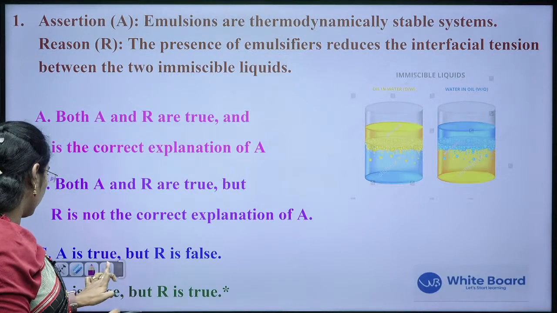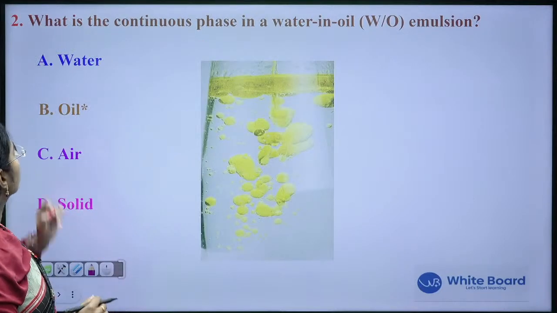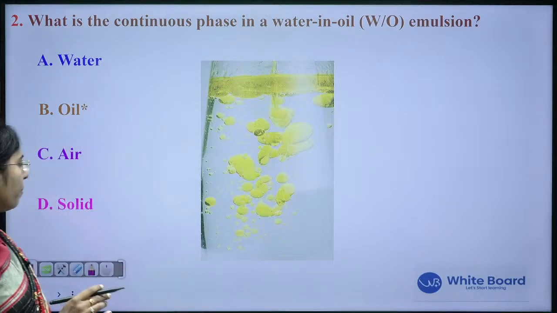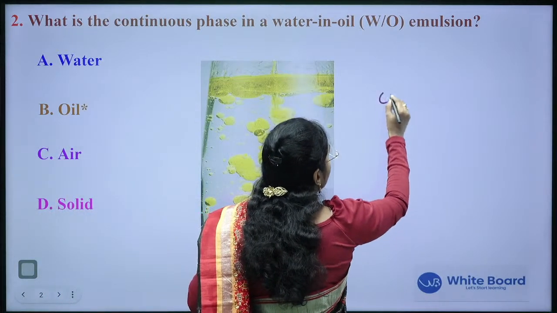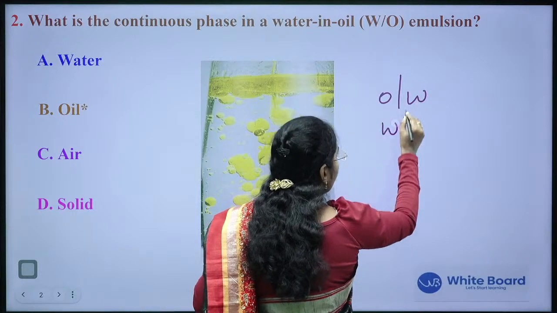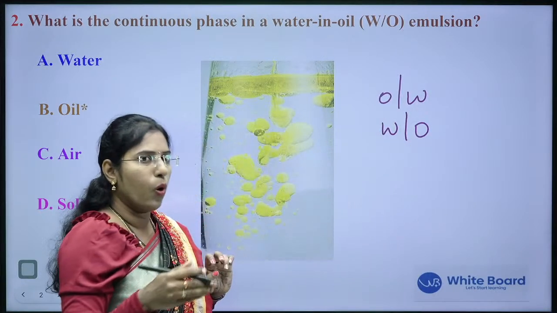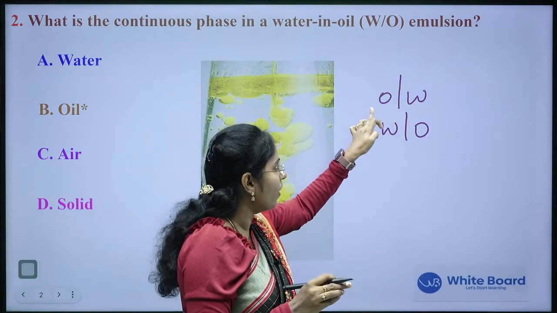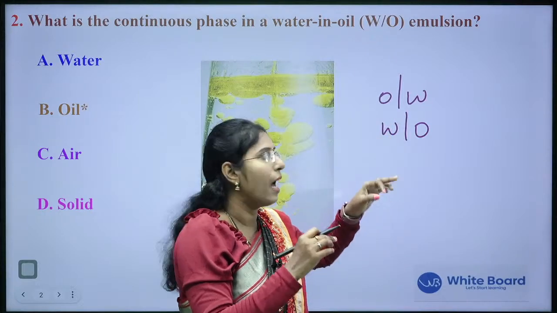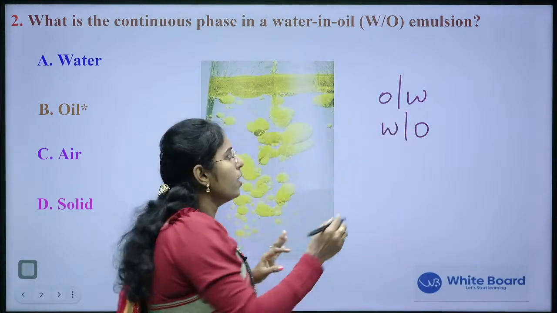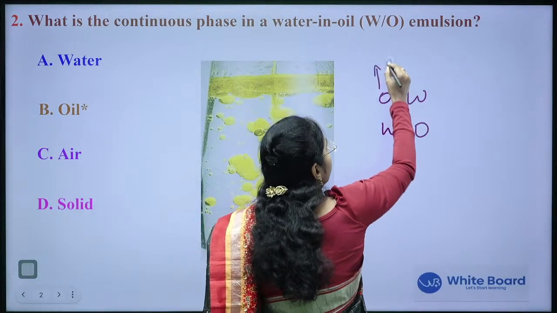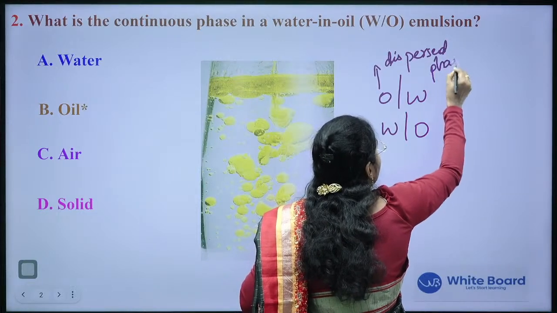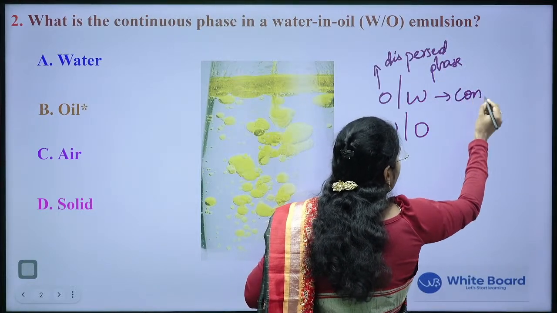Coming to the next question: what is a continuous phase in water in oil emulsions? I have already told you emulsions are of two types: oil in water type and water in oil type. In oil in water type, one solvent acts as a dispersed phase and the other solvent acts as a continuous phase. Here oil acts as a dispersed phase and water acts as a continuous phase or dispersion medium.